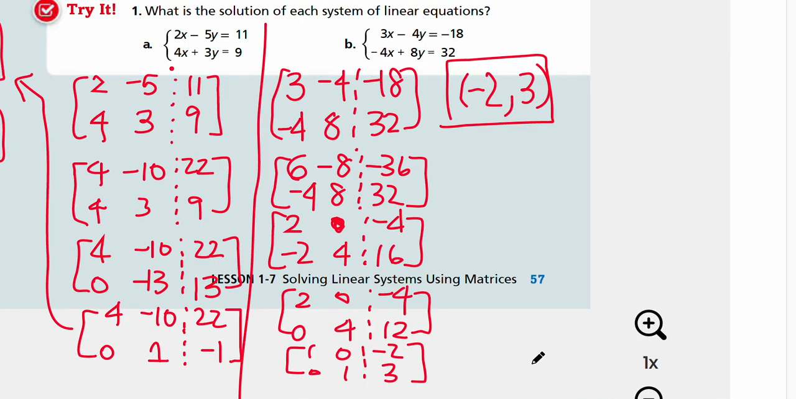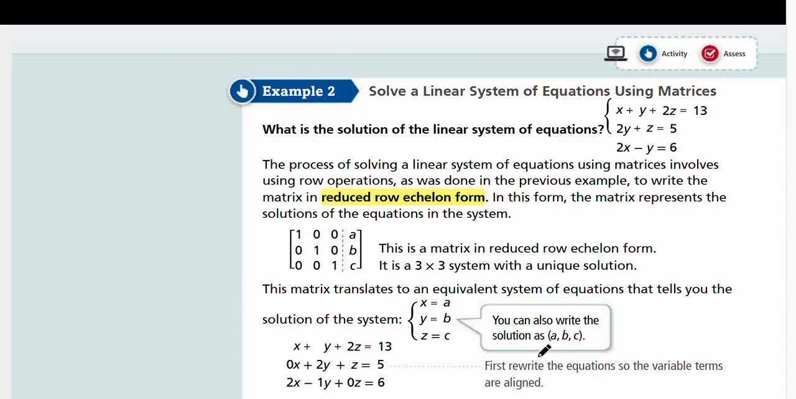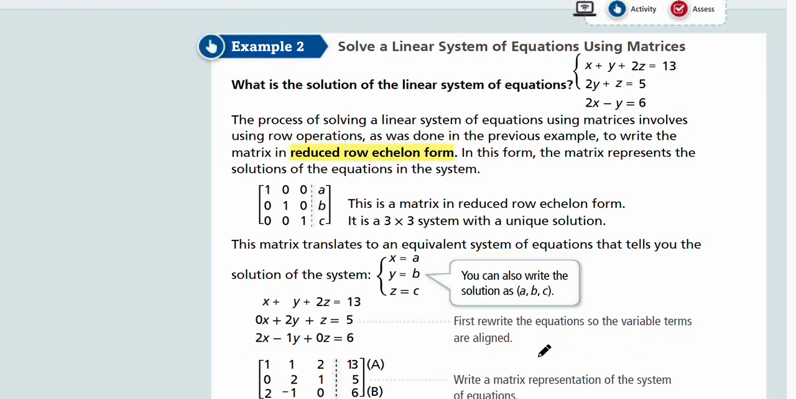All right, we're gonna move on to example 2. Solve a linear system of equations using matrices. So we already talked about reduced row echelon form a little bit. This is when we have 1s and zeros in the correct format, so we can look at the answer right away. So the reduced row echelon form is the last step of your matrix when solving systems of equations using matrices.